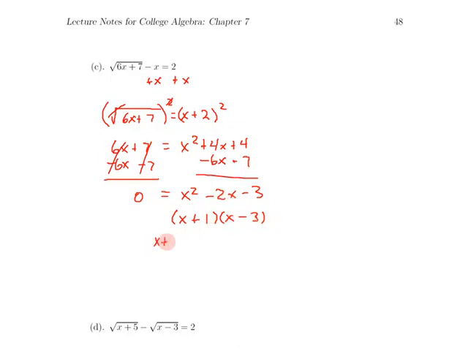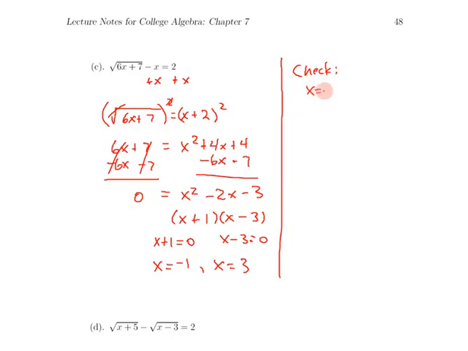So I have x plus 1 equals 0 and x minus 3 equals 0. That leaves me with x is equal to negative 1 and x is equal to 3. Now I have two answers that I have to check. So let's start with x is equal to negative 1. That means square root of 6 times negative 1 plus 7 minus negative 1, does that equal 2? Right? I'm just plugging this back into the original equation.